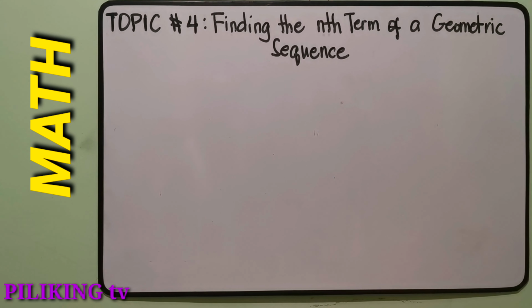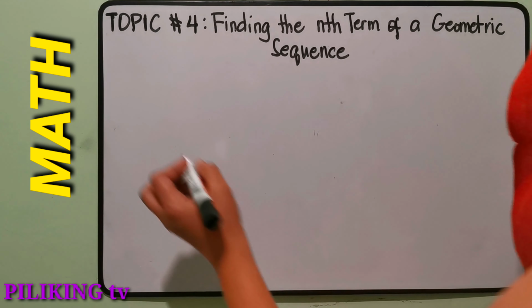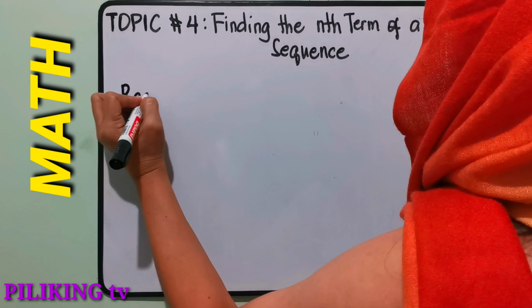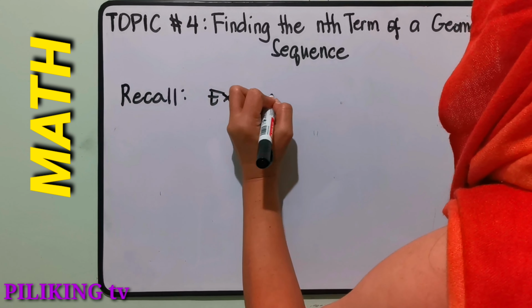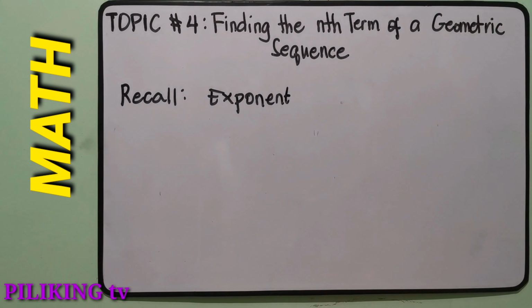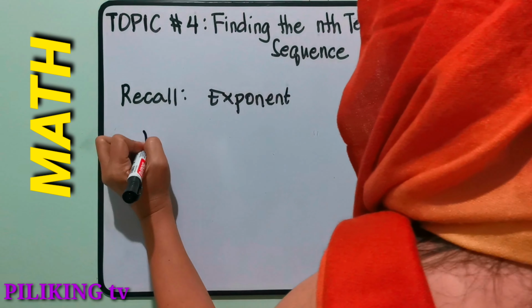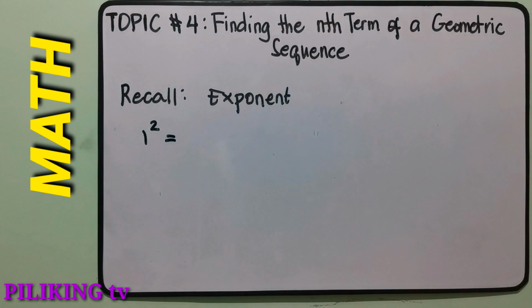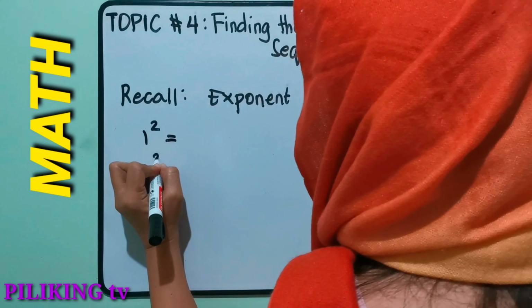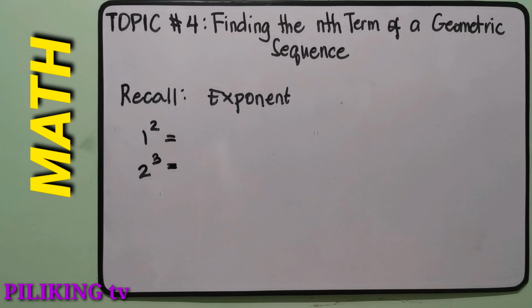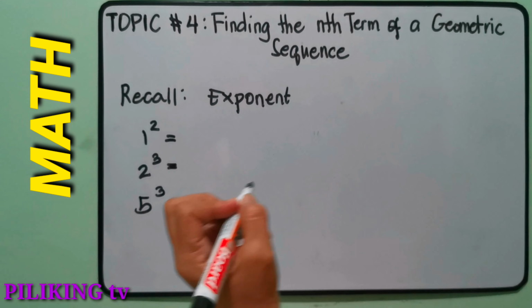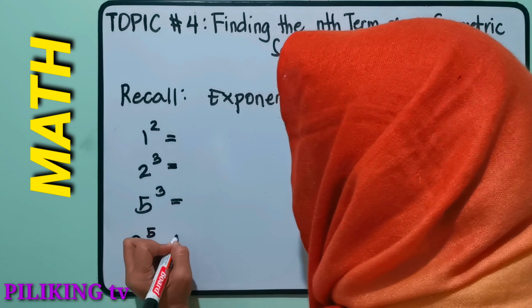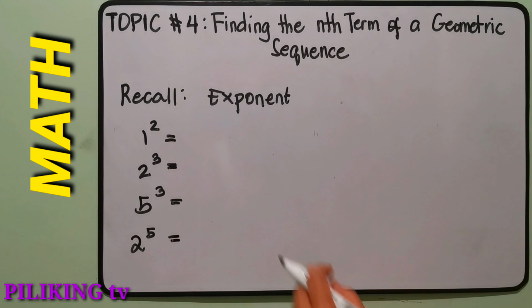So we have topic number 4, finding the nth term of a geometric sequence. But before that, let us recall first exponents. Okay, so I have here a list of numbers. We have 1 squared, 2 cubed, 5 cubed, 2 raised to 5. Okay, so let us recall first exponents.